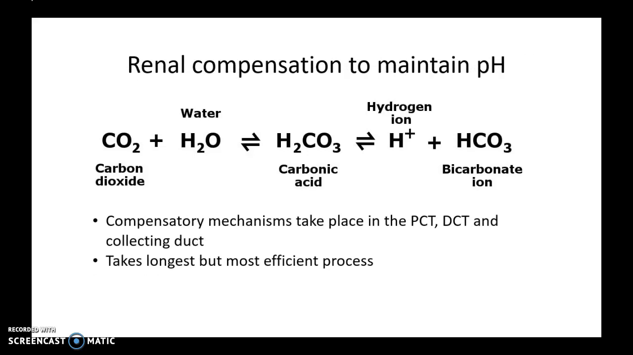All right, the renal compensation mechanisms. This is the most effective way to maintain the pH balance. And it takes place in the PCT, DCT, and also in the collecting duct. As I mentioned before, this is the longest but most efficient process. It takes sometimes hours to maybe a couple of days.